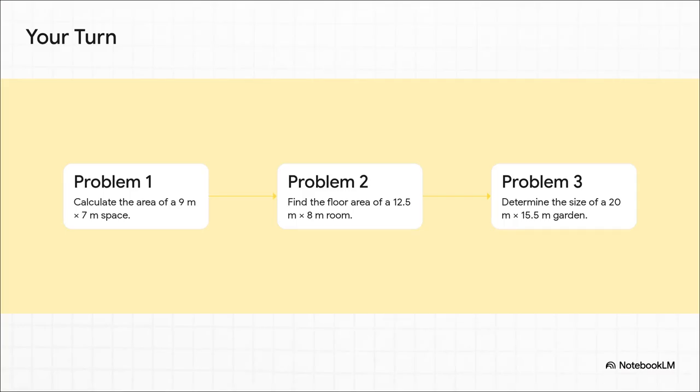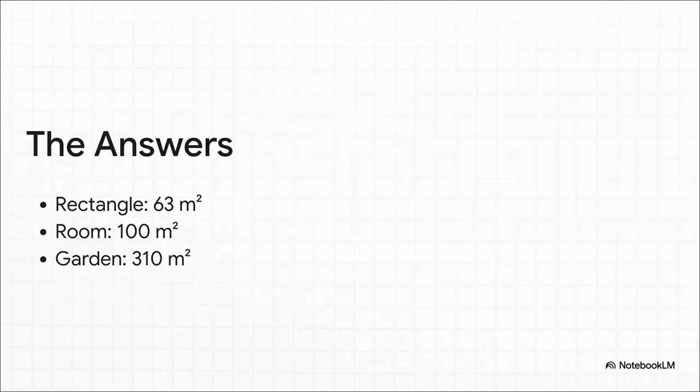So let's bring it right into your world. Here are 3 quick challenges for you. A simple rectangle, the floor of a room, and the plot for a garden. Go ahead and pause for a sec and see if you can apply the blueprint yourself. So how'd you do? That 9 by 7 space is 63 square meters. The room? That one's a nice clean 100 square meters. And that big garden? A whopping 310 square meters. See, the formula works every single time.